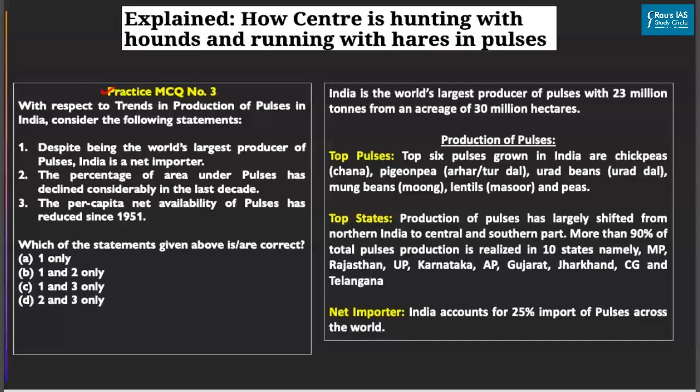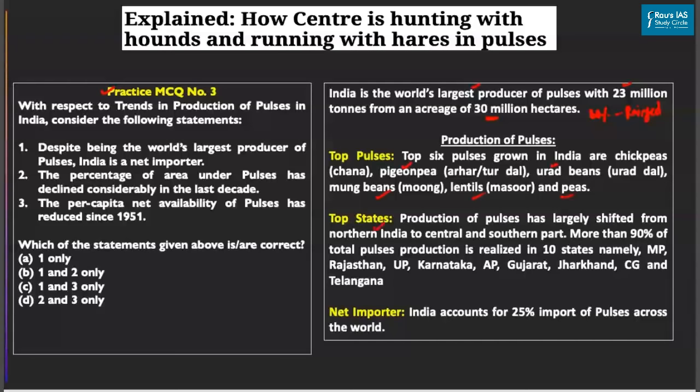See, presently India is the world's largest producer of pulses. Pulses presently occupy almost around 30 million hectares of agriculture land, and the total production of pulses is around 23 million tonnes. More than 80% of the pulses are predominantly grown in the rain-fed areas, and hence they are considered to be quite significant for the poor farmers. The top pulses which are grown in case of India are chickpeas, that is chana, pigeon pea, arhar or tur dal, urad, mung beans, lentils and peas.